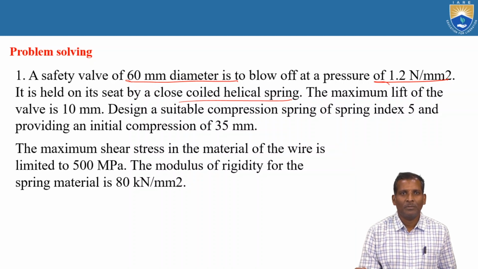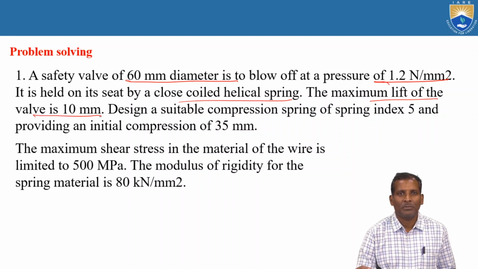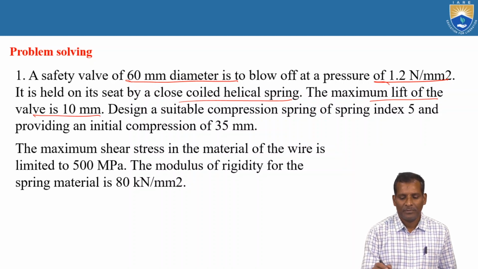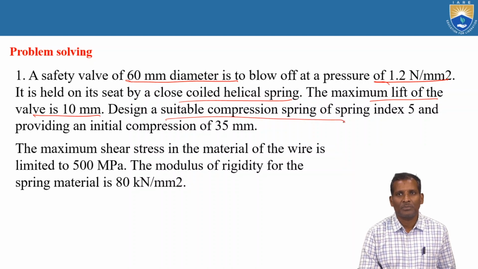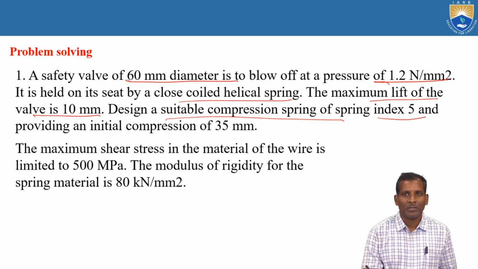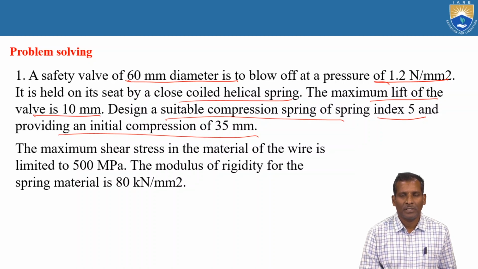The maximum lift of the valve is 10 mm. The lift of the valve is nothing but the deflection of the spring. Design a suitable compression spring of spring index 5, providing an initial compression of 35 mm. So, the spring index is 5, the initial compression is 35 and the maximum lift is 10 mm.